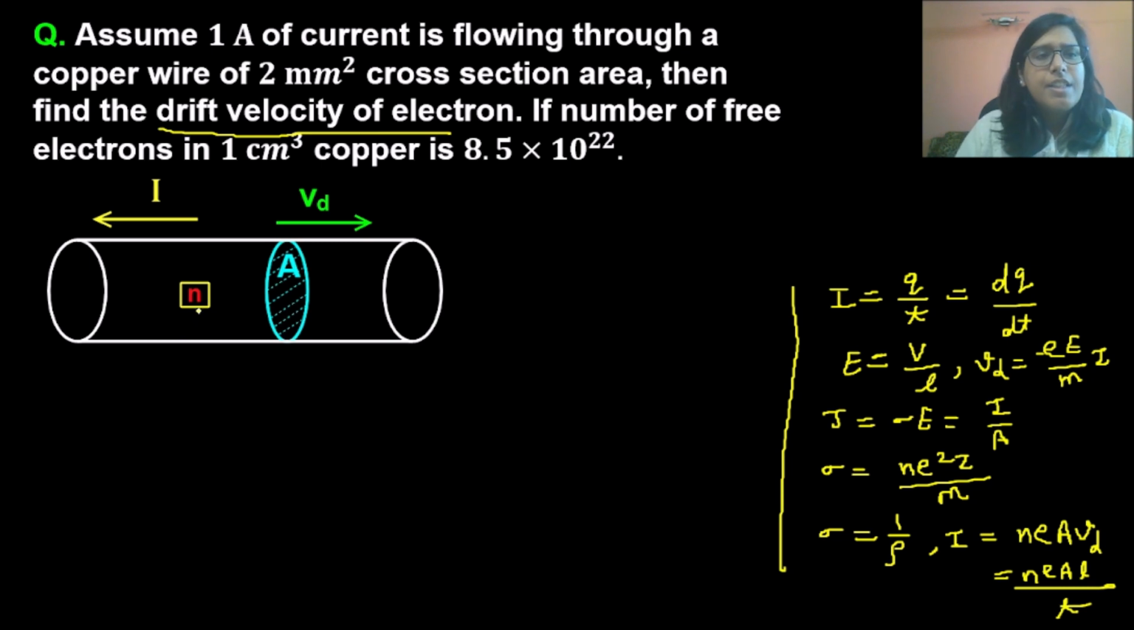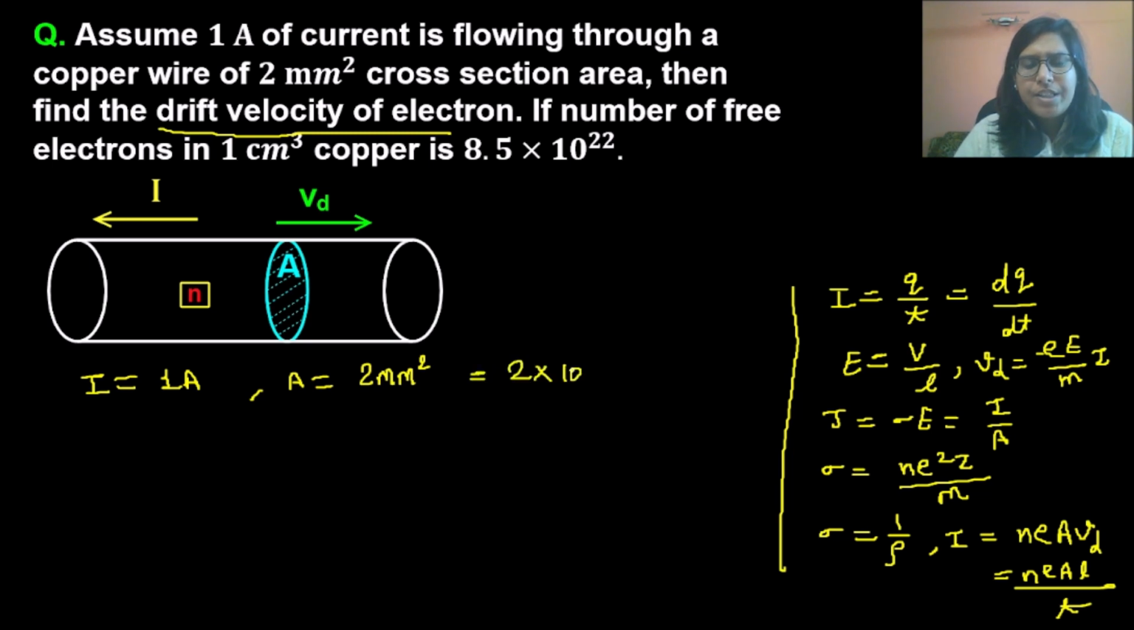Now in this question we are given the current, which is 1 ampere, through a copper wire of 2 millimeter square. So area is given 2 millimeter square, that means 2 into 10 raised to power minus 6 meter square. Then find the drift velocity. We have to find Vd.